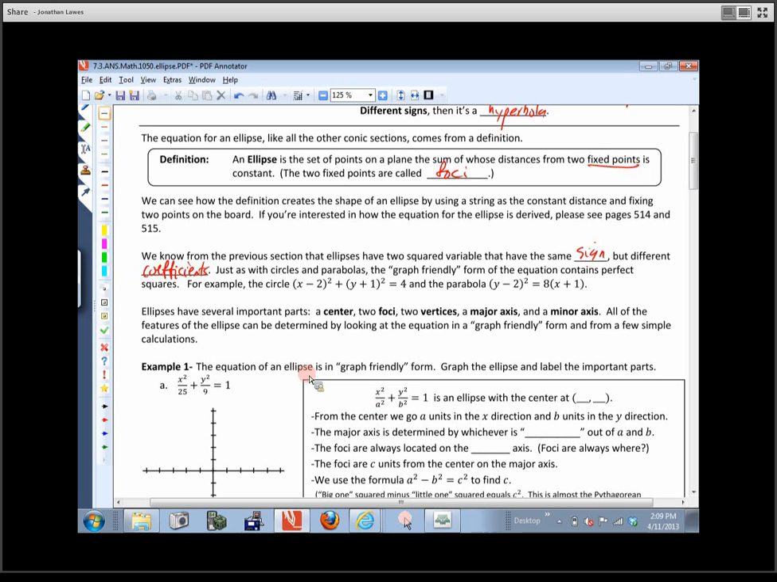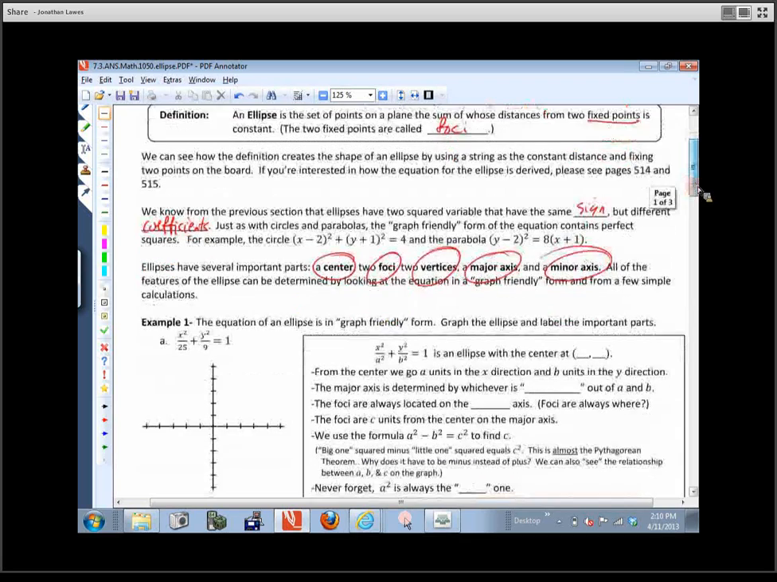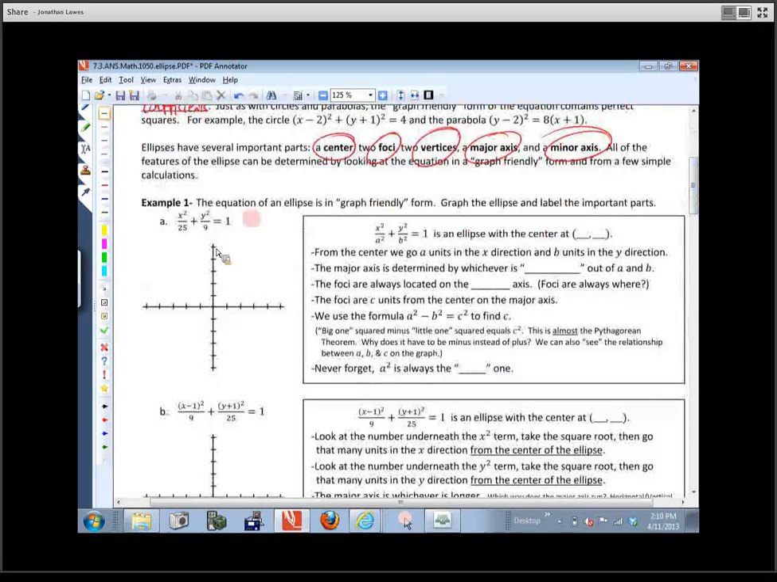And then we've got some important features that we're going to have to graph. And as we get more complicated, there are more features. With a parabola, we just had one focus, one directrix, a vertex, and then the endpoints of the latus rectum were all set to go. With an ellipse, we've got a center, two foci, two vertices, and then a major axis and a minor axis. And those are the things that we're going to want to graph and label when we do an ellipse. Okay? So we're going to take a look at this one right here. It's already in a nice graph-friendly form, and I'm going to show you how to graph this one.